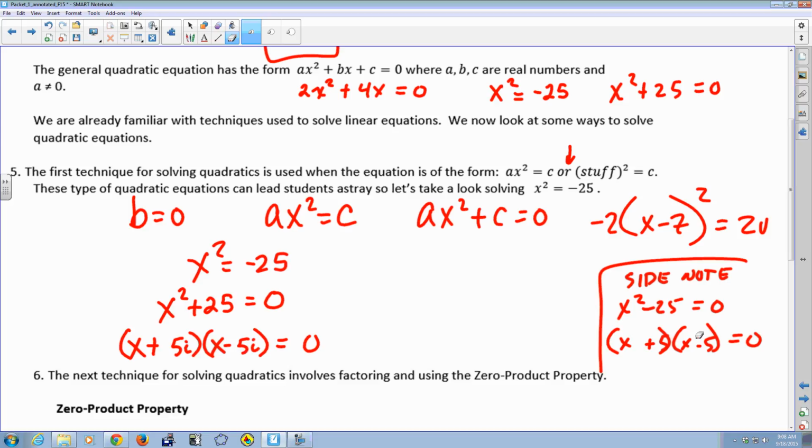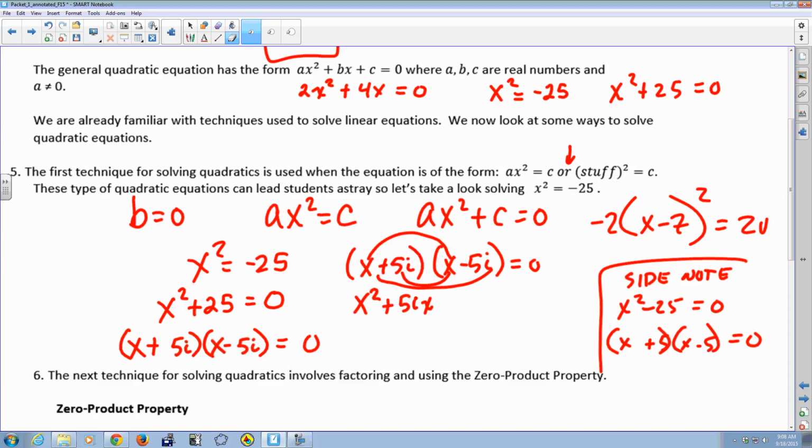Well, let's see how this works. We know we factor something correctly if, when we multiply it, we come back to where we started. So let's see. The x times the x gives you x squared. 5i x is your middle term. So I'm just going to write it just like I see it, 5i times x. My outer term is negative 5i x. And then I get this thing.